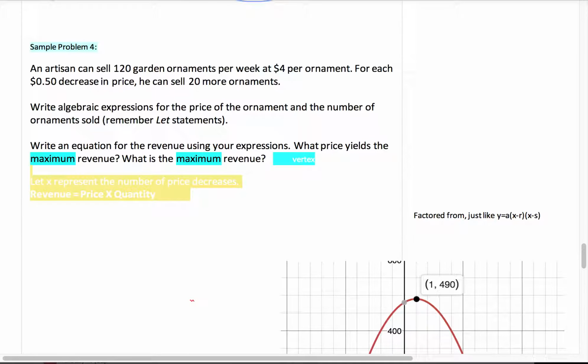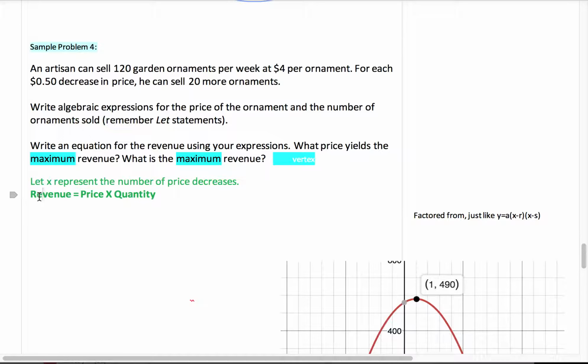We know that we need to have a let statement. The let statement is let x represent the number of price decreases. We're going to decrease it by 50 cents once or twice or 3 times or whatever. And we're governed by this overall expression, revenue equals price times quantity. So then we need to come up with a price statement and a quantity statement.